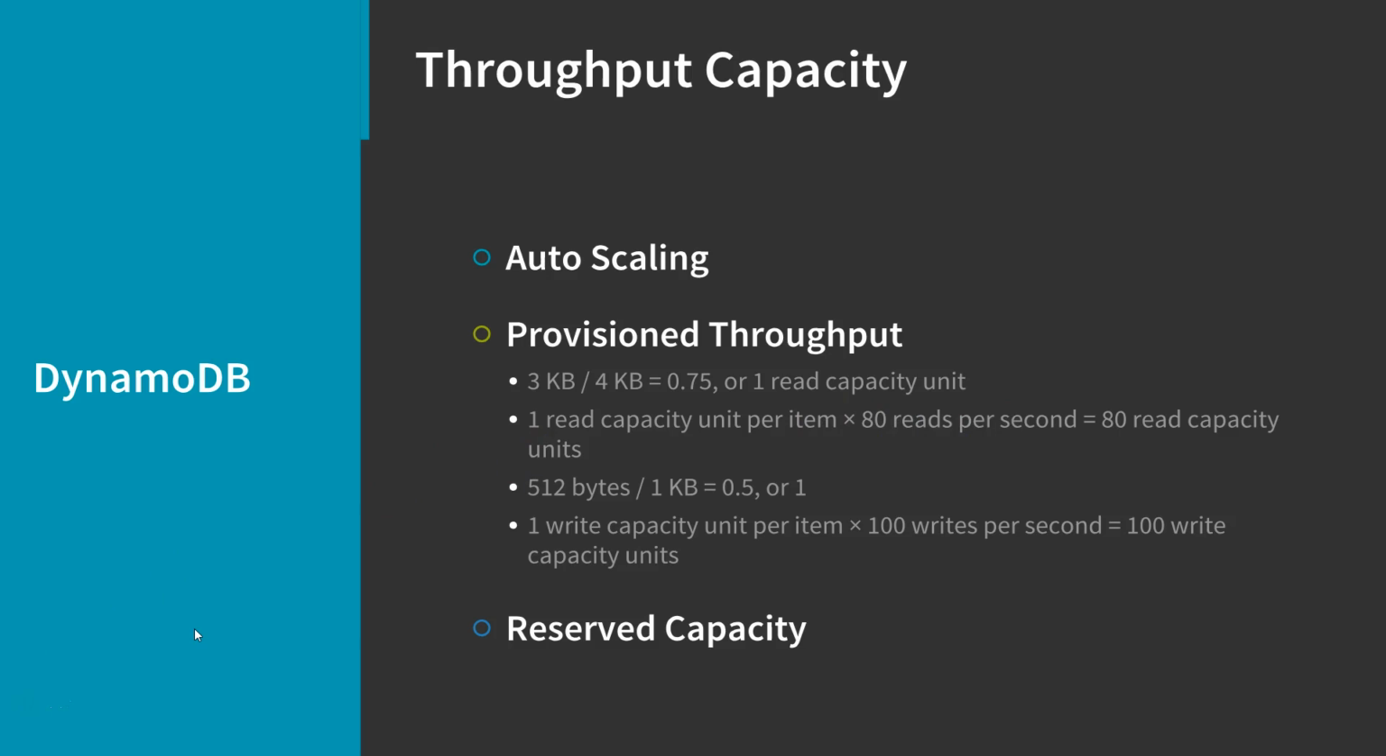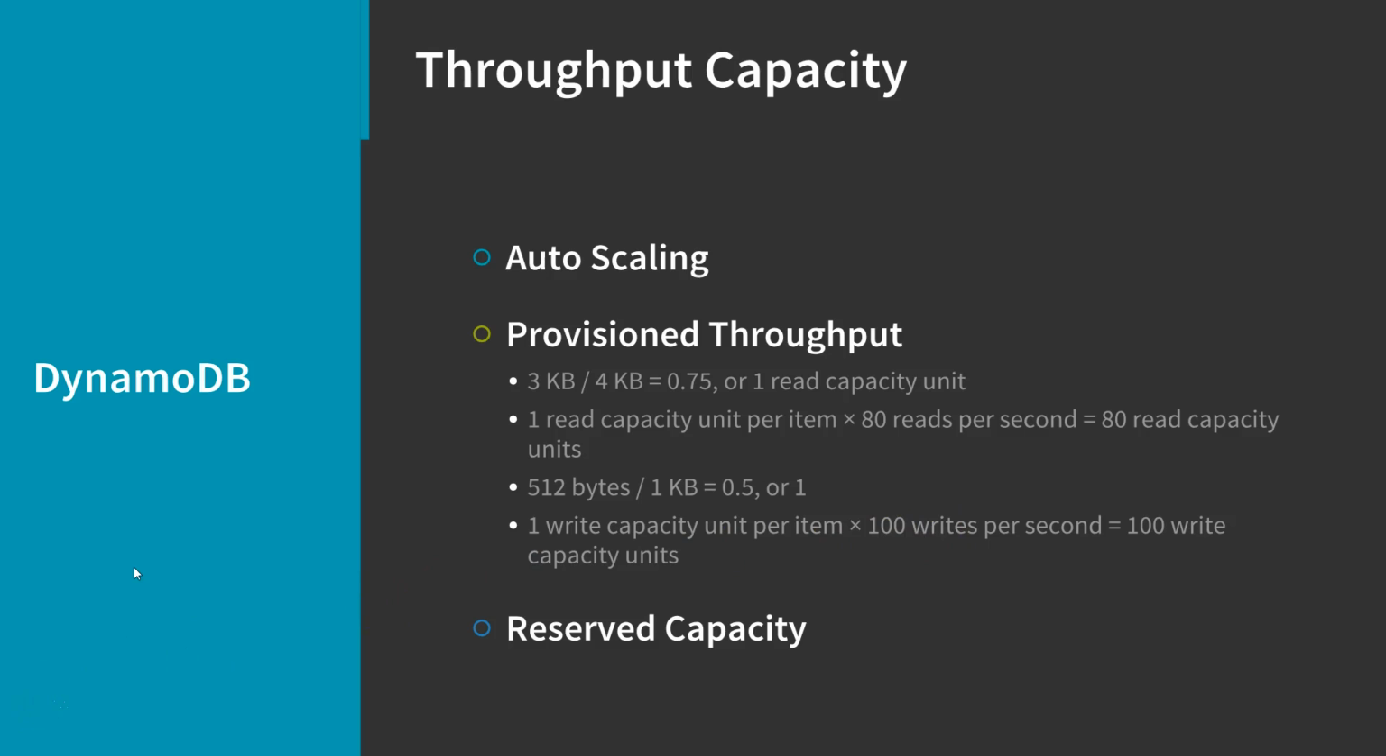Now suppose that you want to write 100 items per second to your table, and that the items are 512 bytes in size. For this scenario, each write requires 1 provisioned write capacity unit. To determine this, we divide the item size of the operation by 1 kilobyte and then round up to the nearest whole number. So we take 512 bytes and divide that by 1 kilobyte, which comes out to half a kilobyte, and then round it up to 1. For this scenario, we'd want to set the table's provisioned write throughput to 100 capacity units, or 1 write capacity unit per item times 100 writes per second.